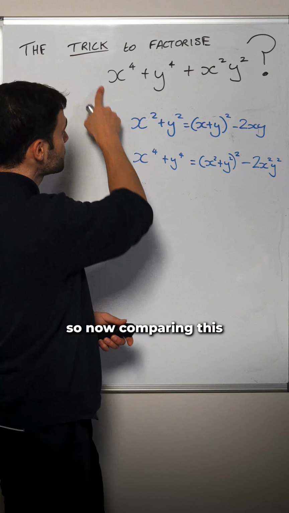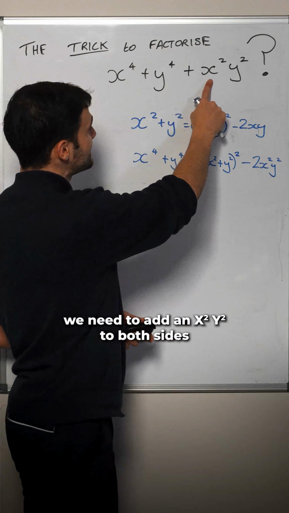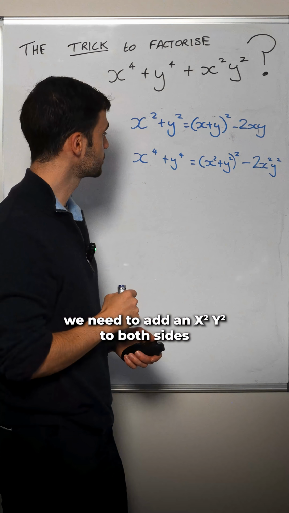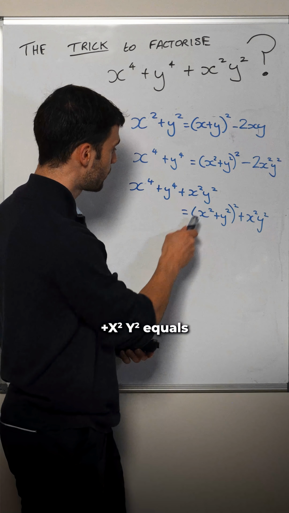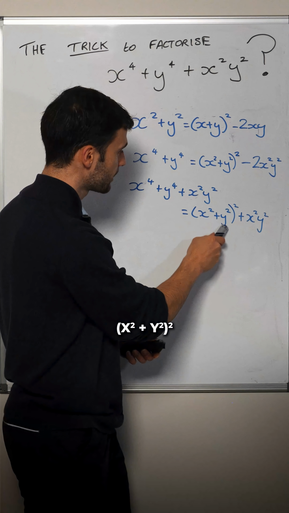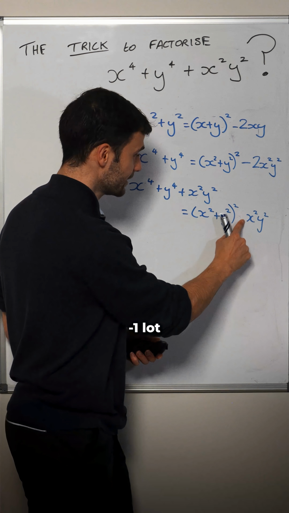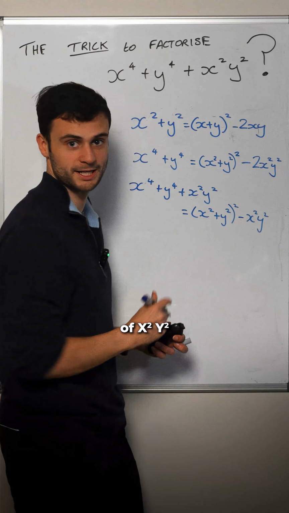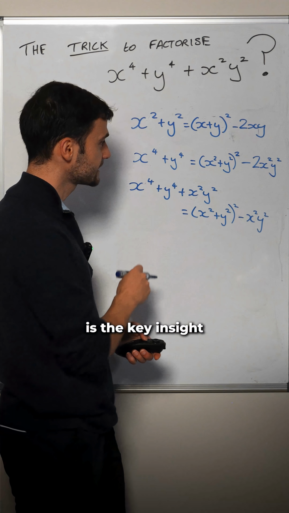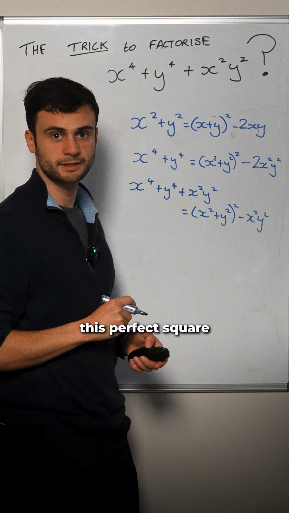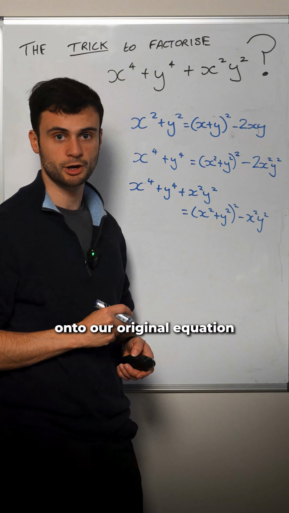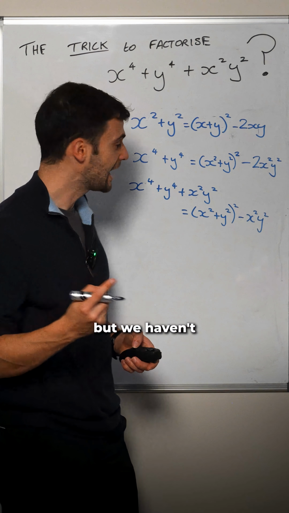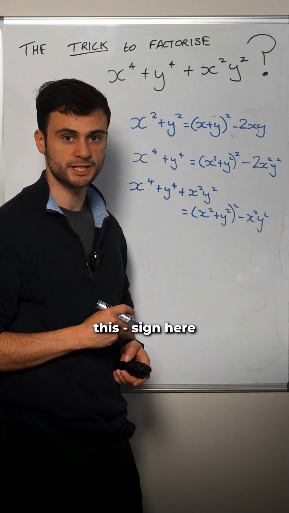So now comparing this with our original, we know that we need to add an x^2y^2 to both sides. So x^4 + y^4 + x^2y^2 = (x^2 + y^2)^2 - 1 lot of x^2y^2. So this step is the key insight. We're forcing this perfect square and this sum of squares identity onto our original equation, and then we're adjusting it. But we haven't factorized it yet because we've still got this minus sign here.